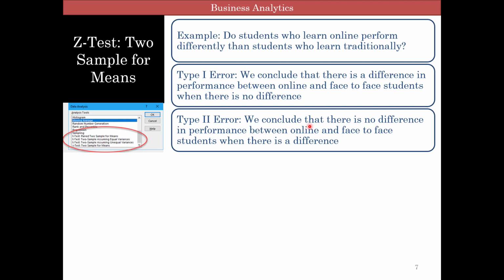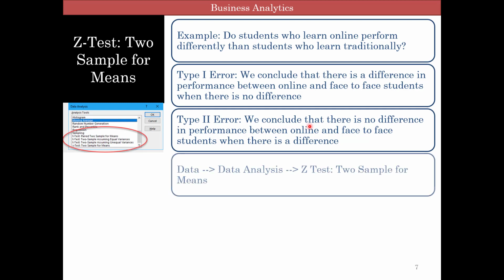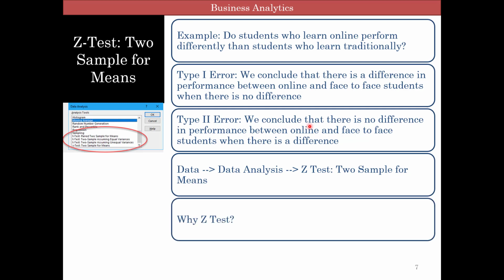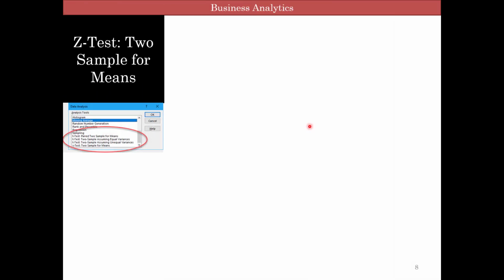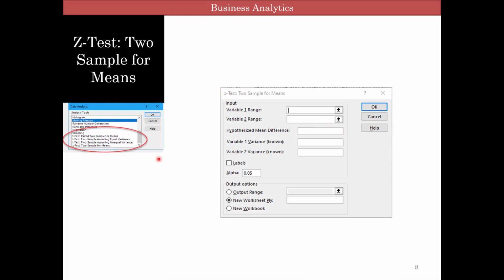So it's very important that you write out your type 1 and type 2 error in English, in language that you can understand. Then you decide on the test. In this case, we have decided it's going to be a z-test, right? Why are we doing the z-test? Because we have population standard deviation for both groups. So let's go back here and take a look at this z-test.